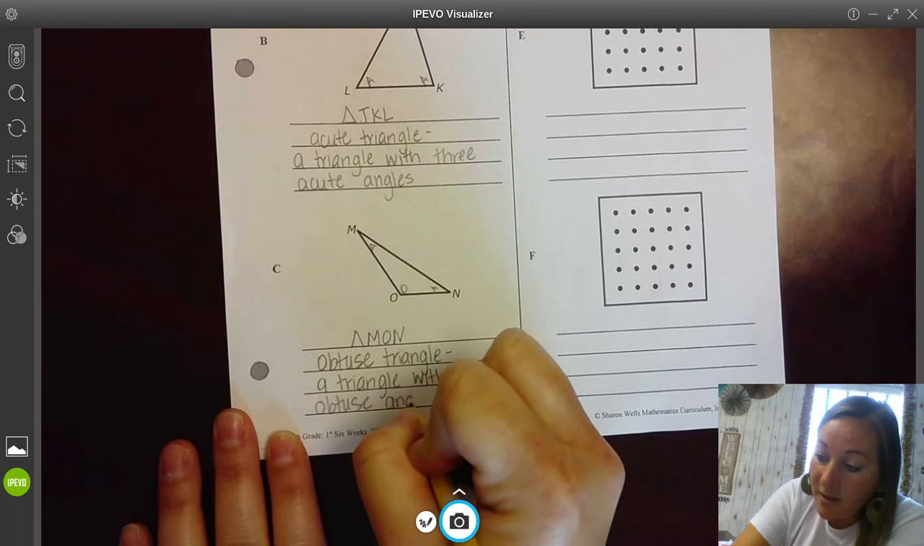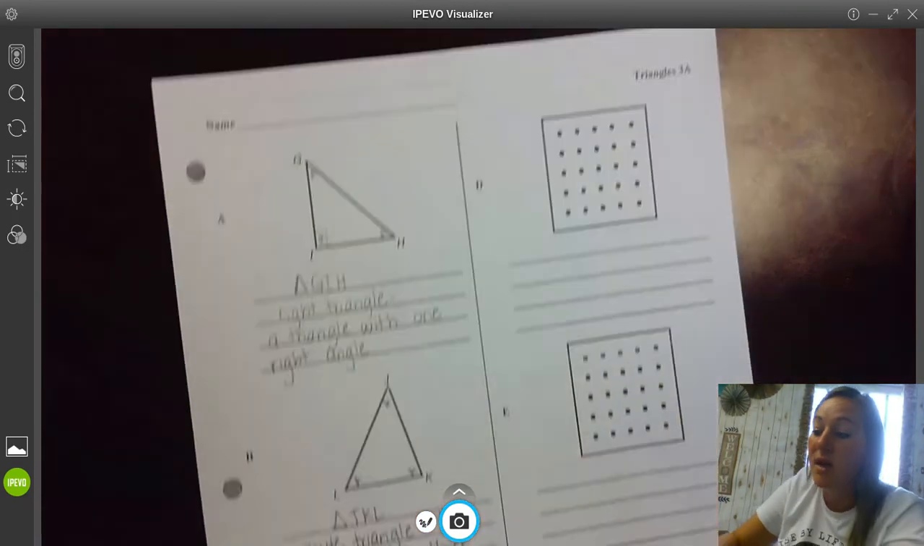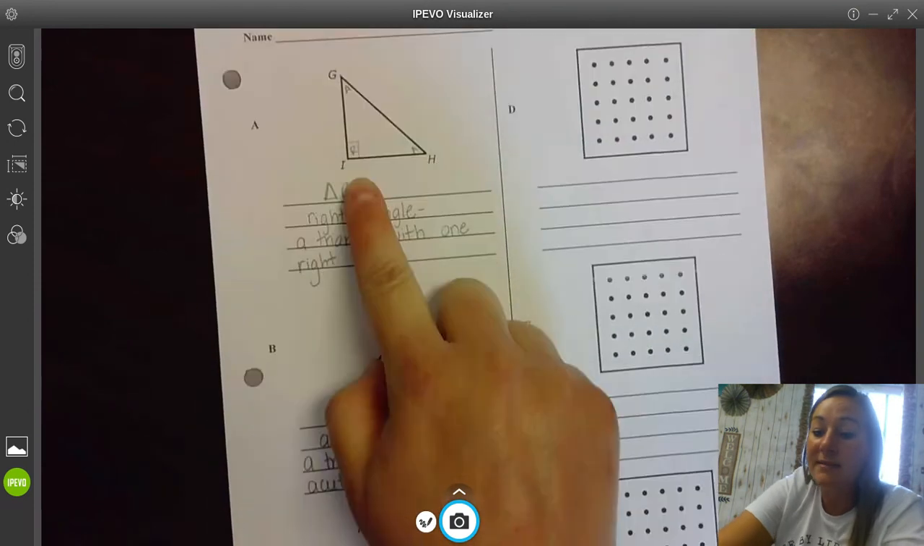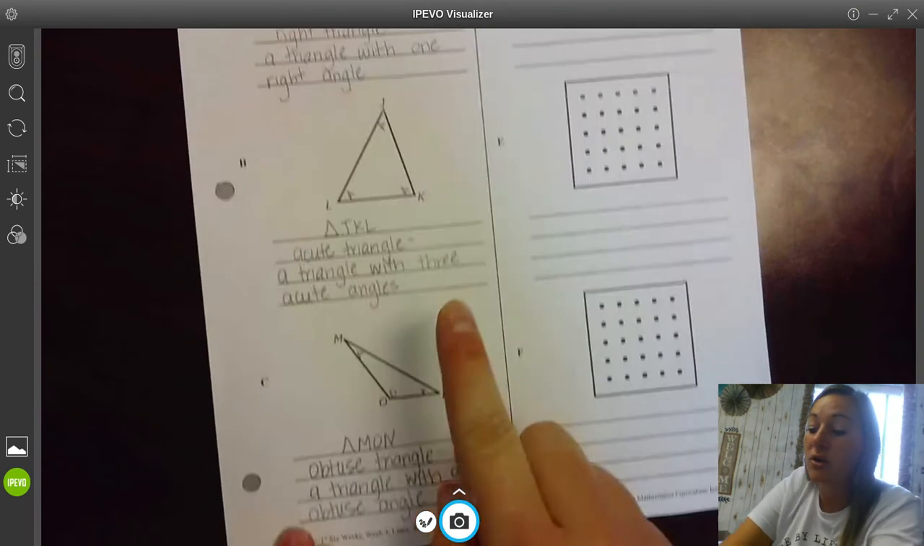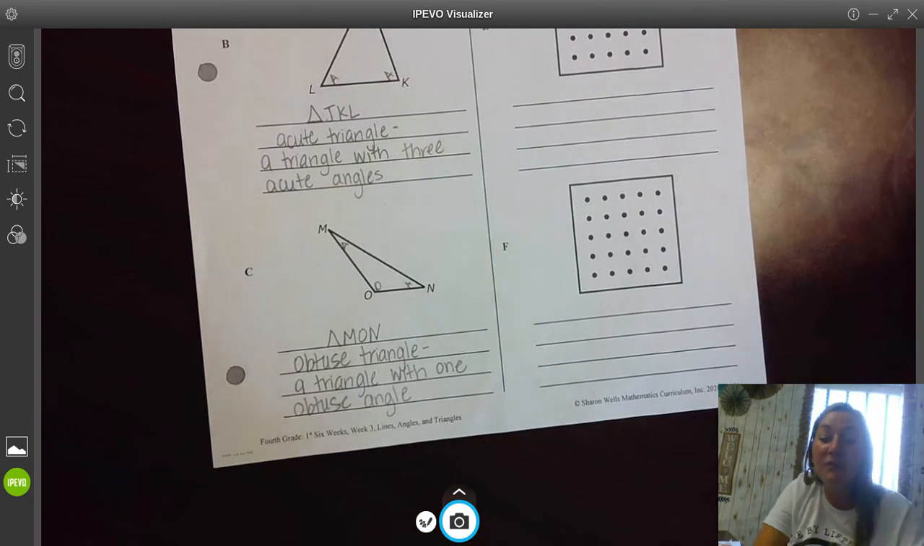All right, boys and girls, those are your three types of triangles. You have a right with one right. You have an acute where they're all acute. And then you have obtuse with one obtuse, okay? Now it's time for you to get to practice.